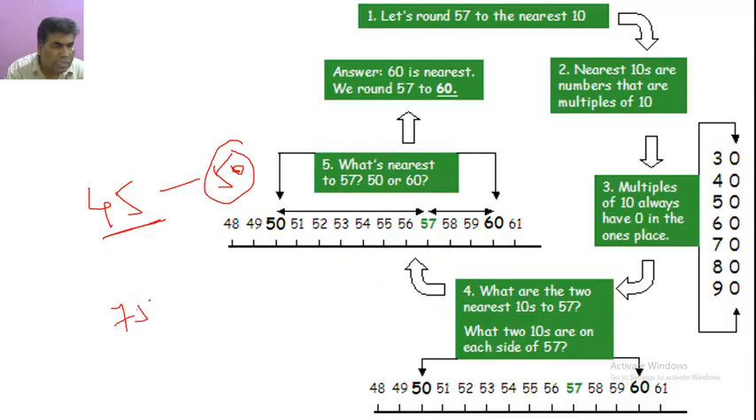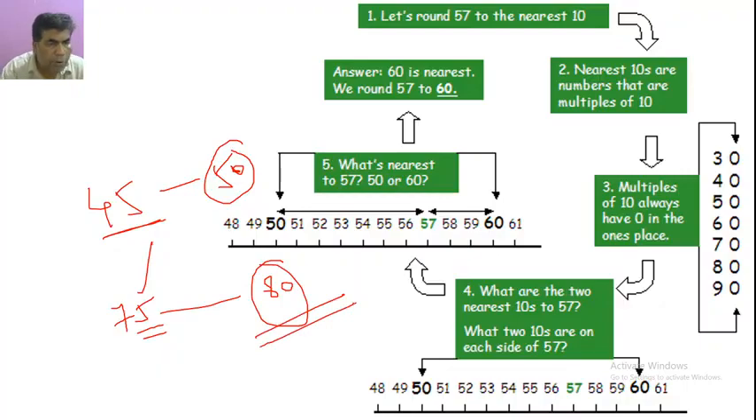Somebody asked about 75. As we have 5 in the units place, we have to round it up. Okay. That is about the nearest 10.